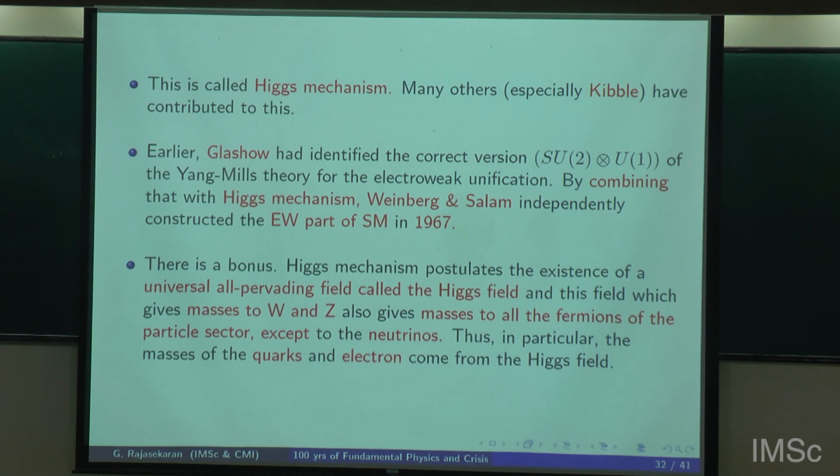There is a bonus. The Higgs mechanism postulates the existence of a universal all-pervading field called the Higgs field, which exists everywhere now. And this field, which gives masses to the W and Z, also gives masses to all the fermions of the particle sector, which I mentioned yesterday, except to the neutrinos. This is very important. It cannot give mass to the neutrinos. Thus, in principle, the masses of the quarks and electron and muon and so on come from the Higgs field.